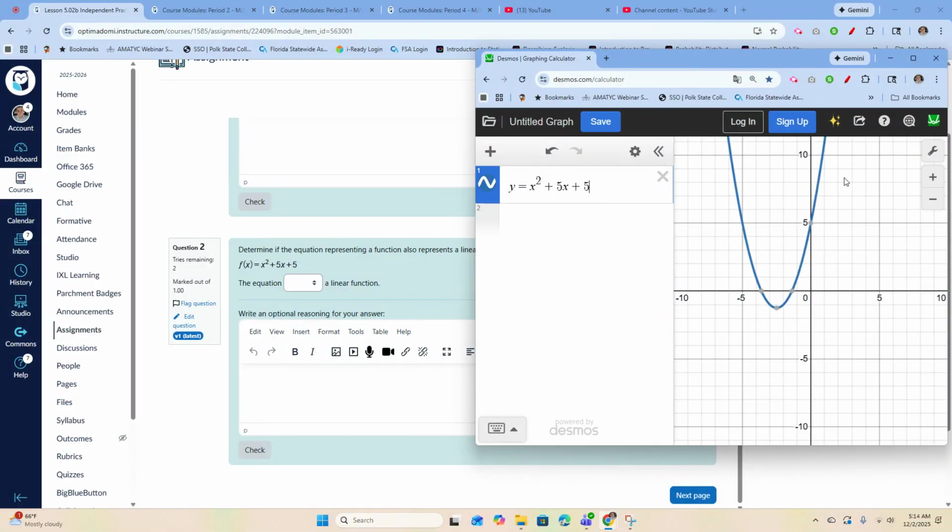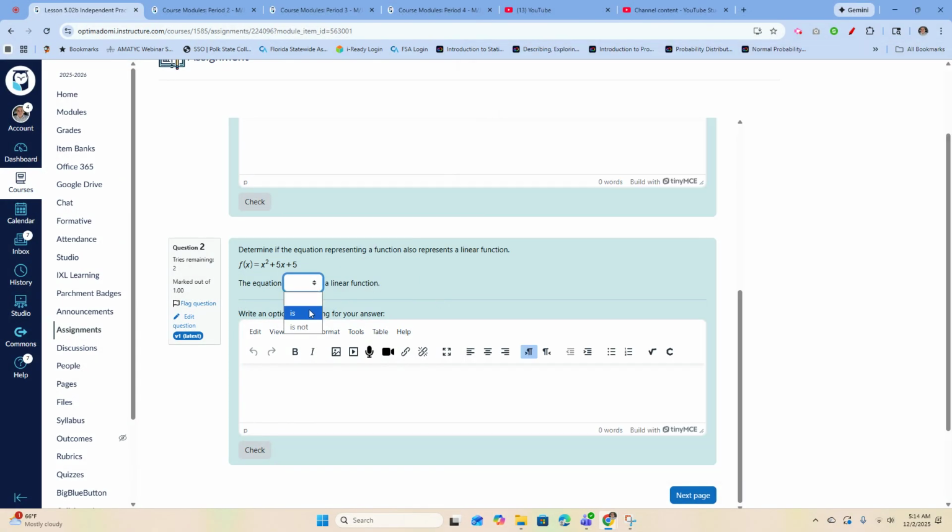And you can see, look at the shape of the graph. It's not a straight line. Also, look at the x's. I have two x's. You're looking for the x with the highest exponent. Look who's the highest exponent. 2. That's not 1. That's why it's not linear. Okay, let's go to the next page.